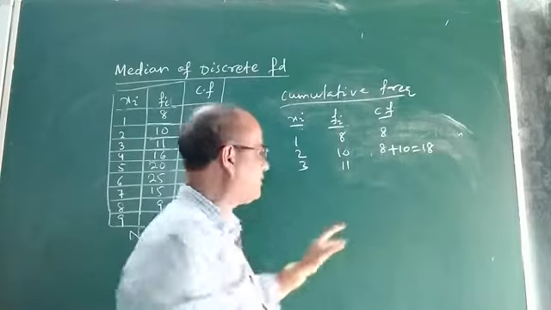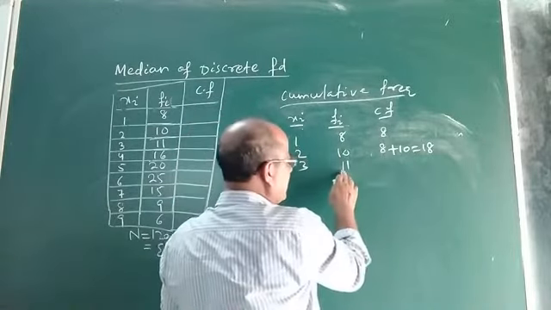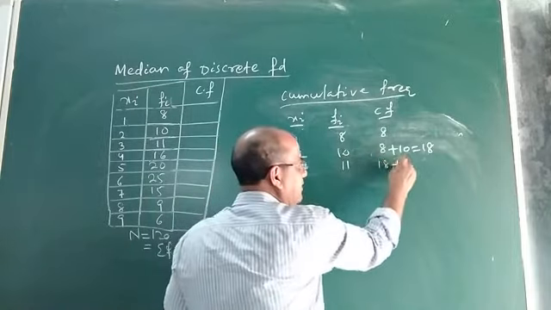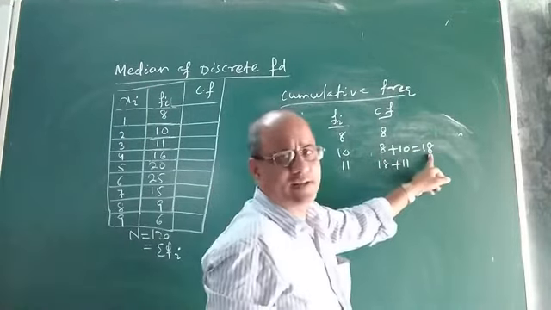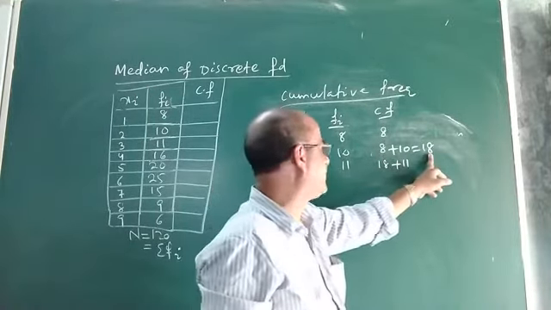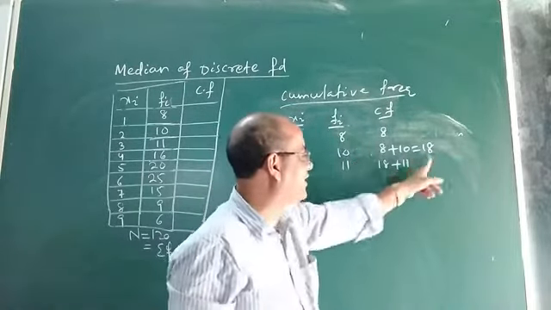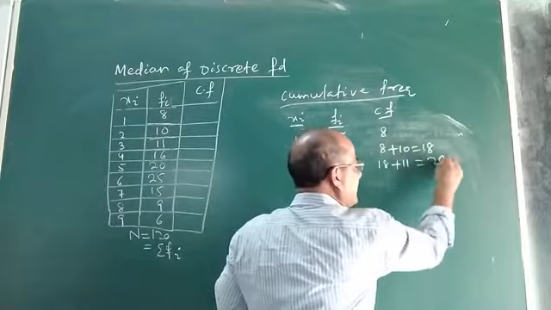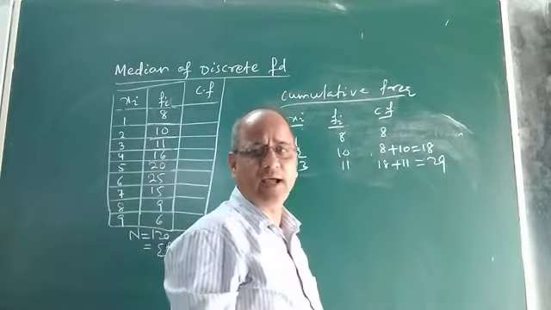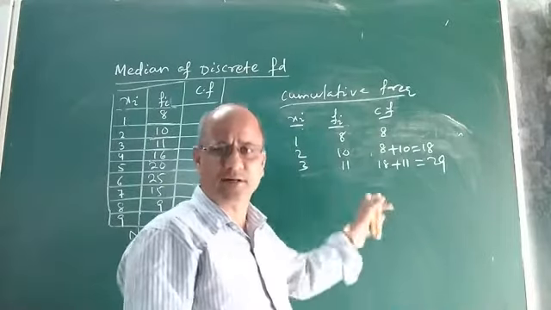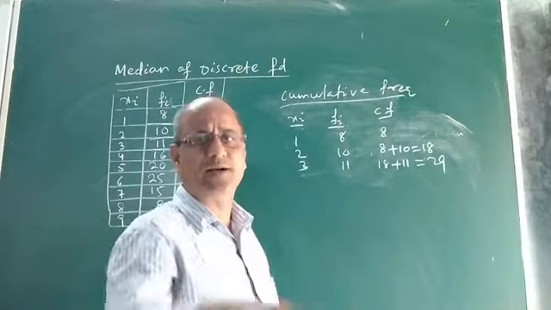In a similar manner, you see, here it is 18. What is the frequency of the third observation? It is 11. So 18 plus 11. See, this 18 is the cumulative frequency of the second observation and 11 is the frequency of the third observation. So if we add 11 and 18, whatever is obtained, that is 29. So 29 will be the cumulative frequency of the third observation. Children, I hope you understood what cumulative frequency is.